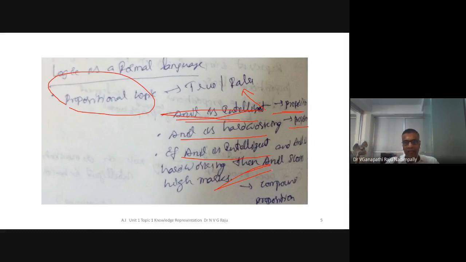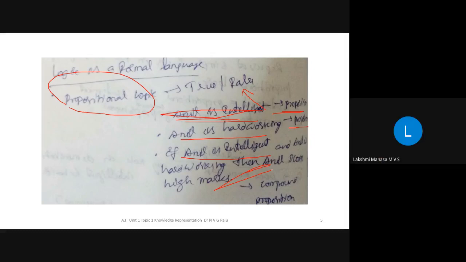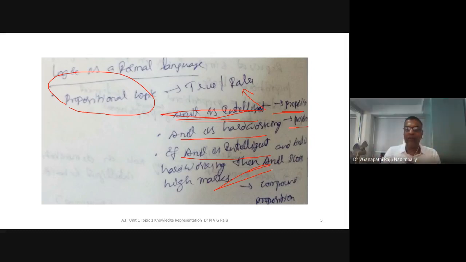I think if Anil is intelligent and hardworking, he may get high marks and he may get a very good job and he may settle very well in life. Can I interpret like this? Yes, sir, one way we can interpret. That means I can combine one or more statements. Then it is called a compound proposition.